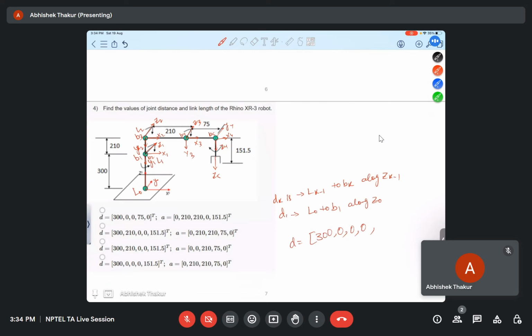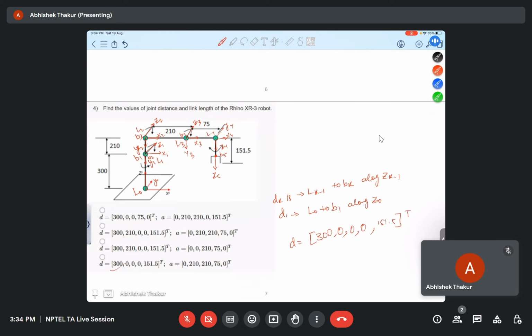Now this is the last one, that is D5, which will be L4 to B5. B5 will be somewhere here. This is L3, this is L4, and B5 will be here. So it will be 151.5. So this is our D. So the correct option is option D here.